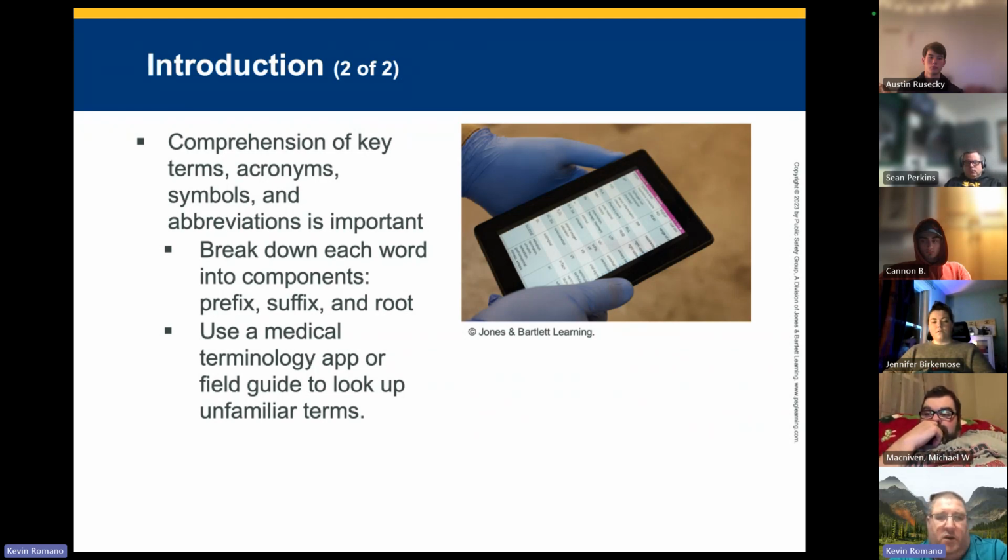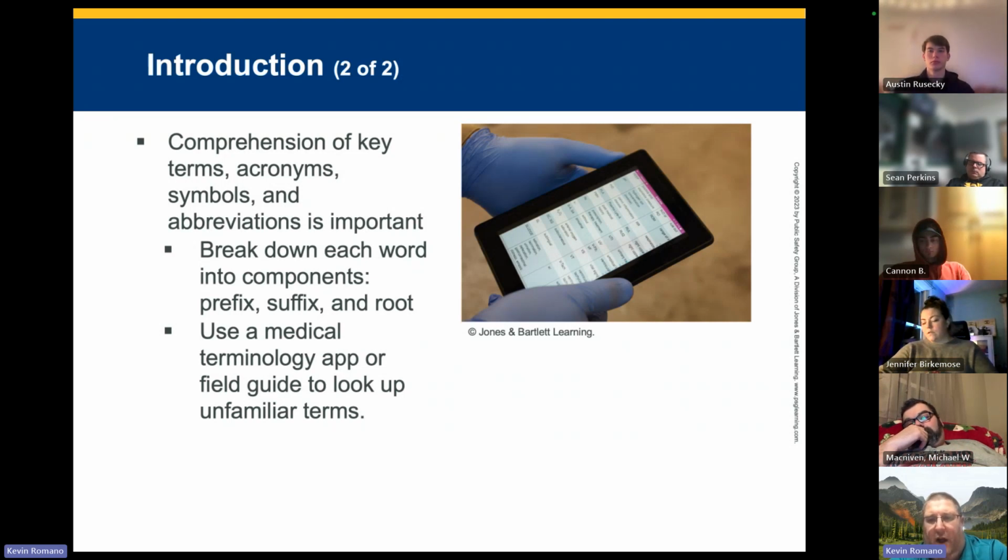So one thing you can use is you can download medical terminology apps that are out there, or carry a field guide or documentation handbook. They're there if you're not sure of a certain term, and you can look it up. Apps are phenomenal. I use them a lot, especially in the interfacility transport world for doing critical care medicine transports.